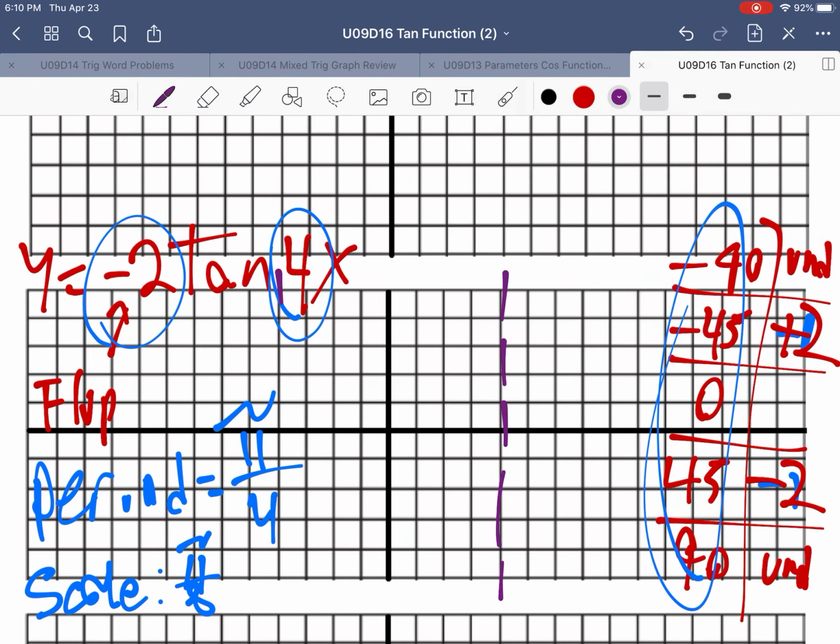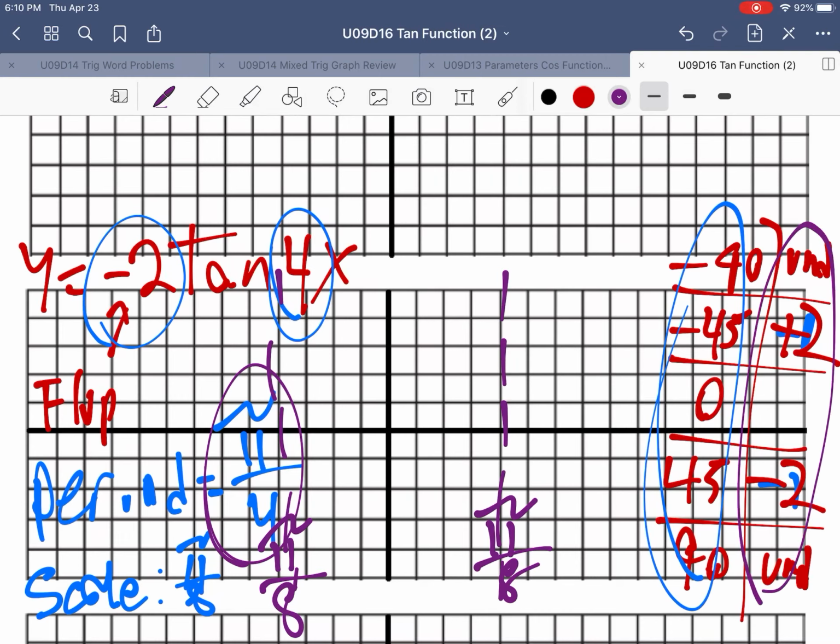So I'm going to go, still graphing these 4 over, but now this is going to be labeled pi over 8, and this will be pi over 8 as well. That means the distance between those two is pi over 4, which is the period. Next, we're going to plot all the points. So instead of at negative 90, it's going to be at negative pi over 8 in this case. This is going to be at positive pi over 8. In between at the 45 degrees are going to be negative pi over 16 and pi over 16.